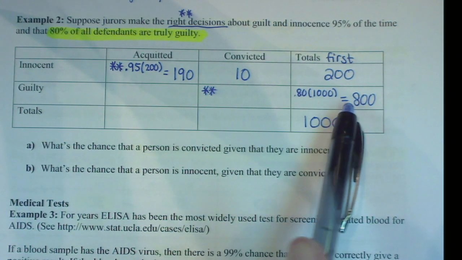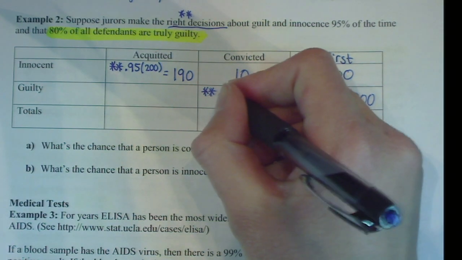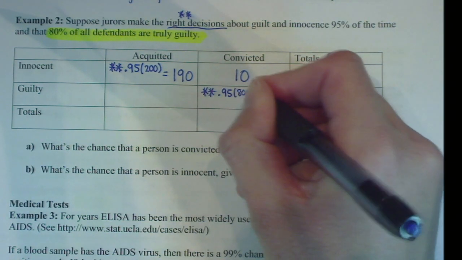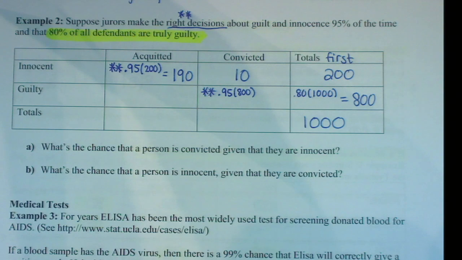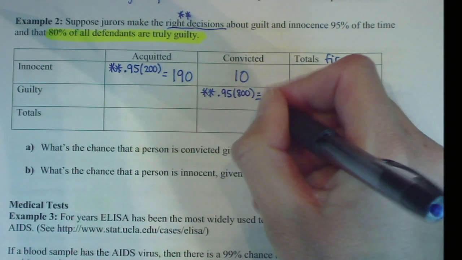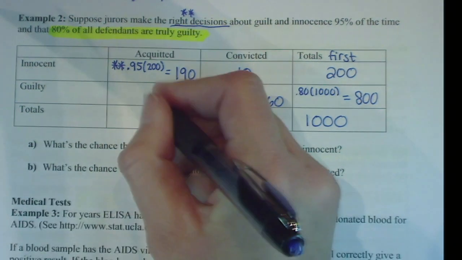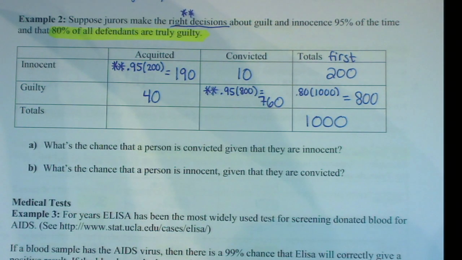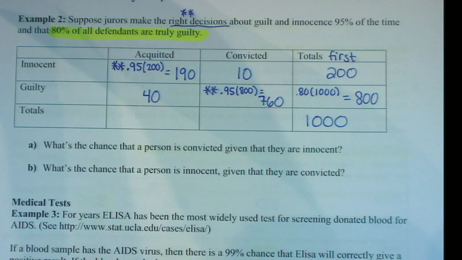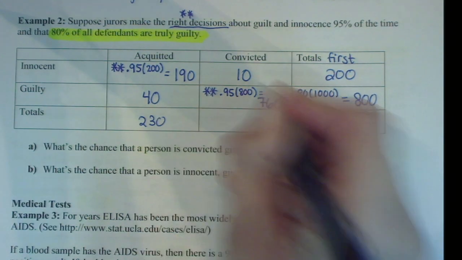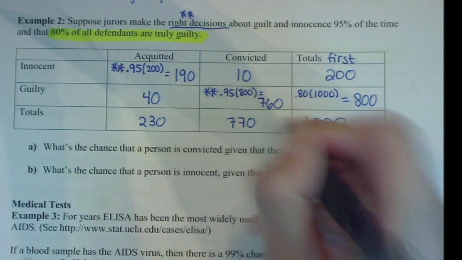And then the right decision for these 800 guilty people, they should be convicted. So they'll do that 95% of the time. So 95% of 800 will correctly be convicted if they're guilty. So this gives me 760. And then how many are left? 40, right? 40 of the guilty people will be acquitted, will be set free. So let's see, 190 plus 40 is 230, and then 10 plus 760 is 770.